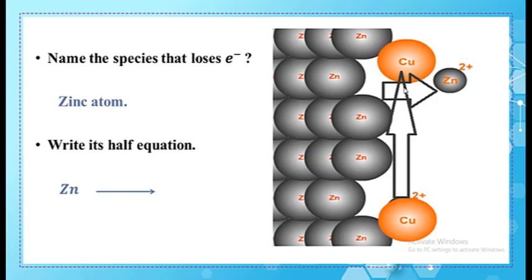It loses 2 electrons to become Zn2 plus plus 2 electrons. And as we always say, in order to differentiate between the half equations, at the level of the species that undergoes loss of electrons, the species will be shy, so it will hide the electrons that are lost at the end of the reaction. Now, where do these electrons that were lost by zinc atom go? Do they disappear? Let us see.